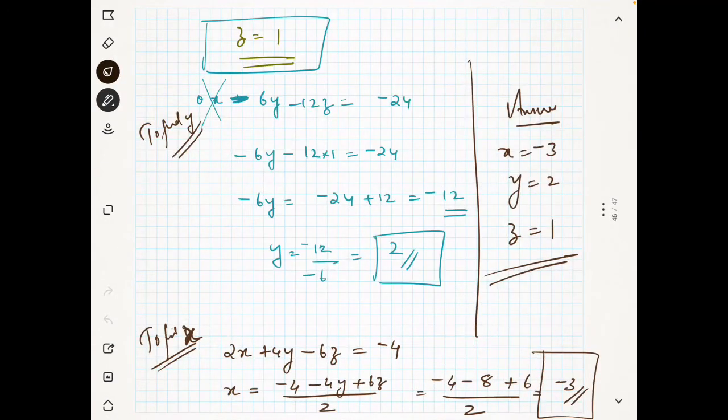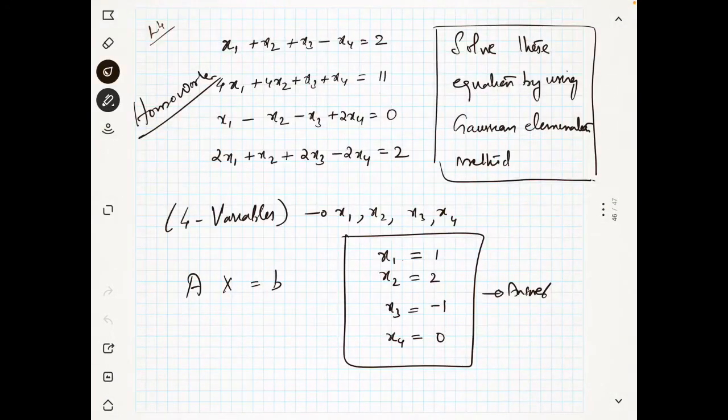So you have to practice some problems. Without that it is difficult. If you have any doubts I can discuss more about this. Now we will see one example problem again for the Gaussian elimination method.